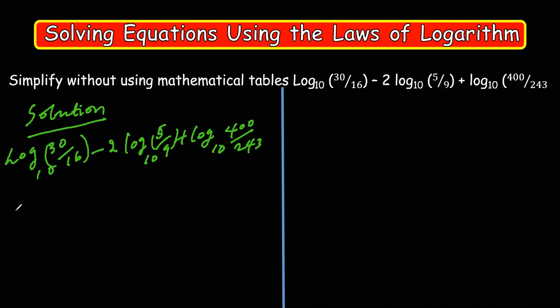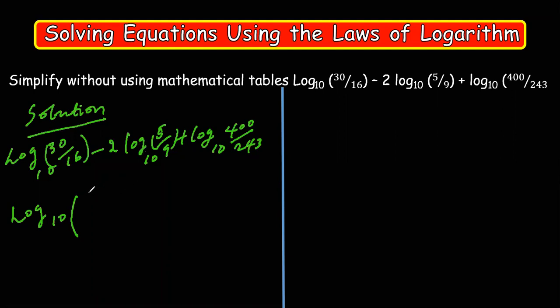Since they have a similar base, we just pick one base to represent all the rest. Then we simplify by applying the laws of logarithm. I'm going to rearrange this now. This is minus, so according to the subtraction law it is going to become division. This is negative log here, and this is positive, so we bring this close to this.